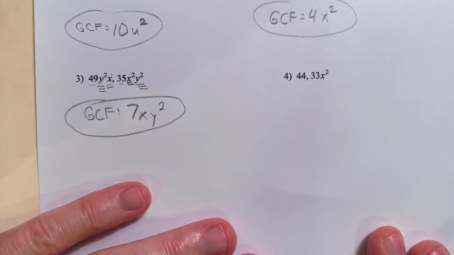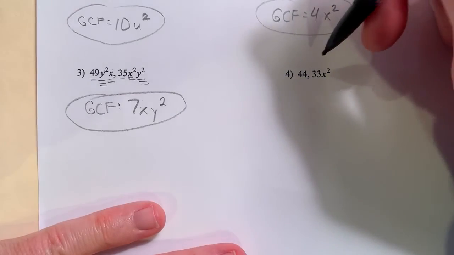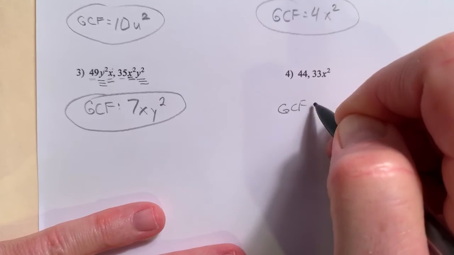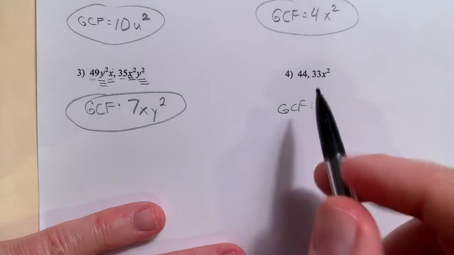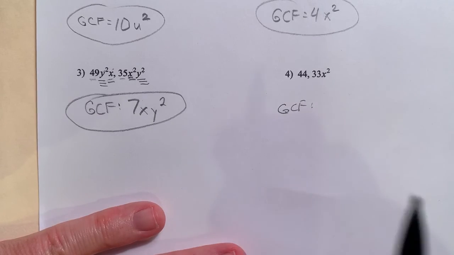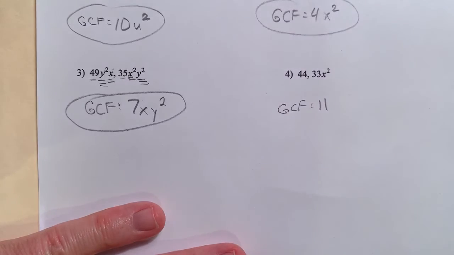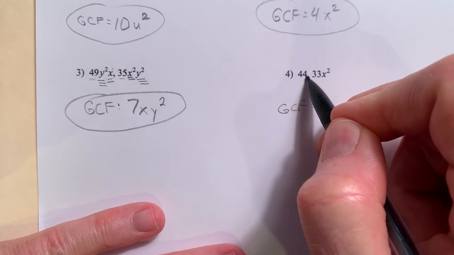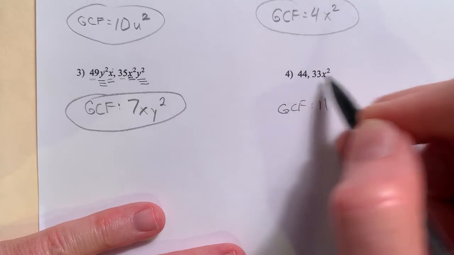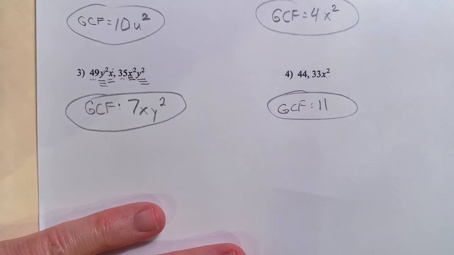All right, so in example number 4, 44 and 33, the first thing that comes to mind is 11. And so what are my two factors? 4 and 11, 3 and 11. Oh, 11 is the largest factor of both of those. So I know I'm going to take 11. Now I do not have any variables here, and I have x squared here. Well, if I don't have any variables here, I can't take any variables out at all. And so I'm done. That's all there is to it.